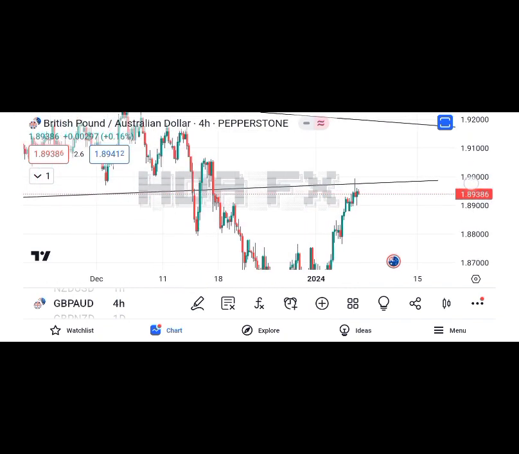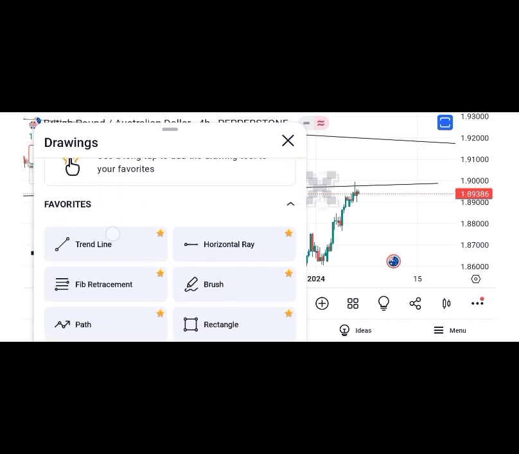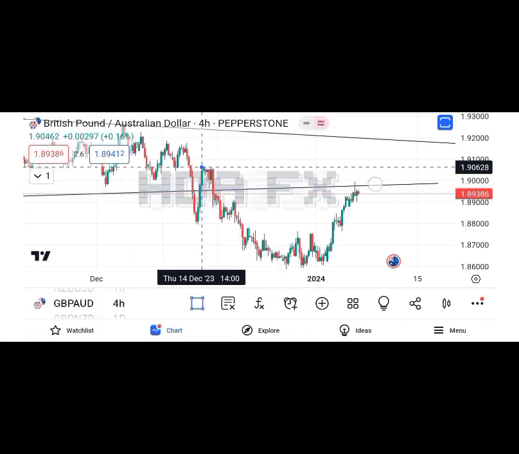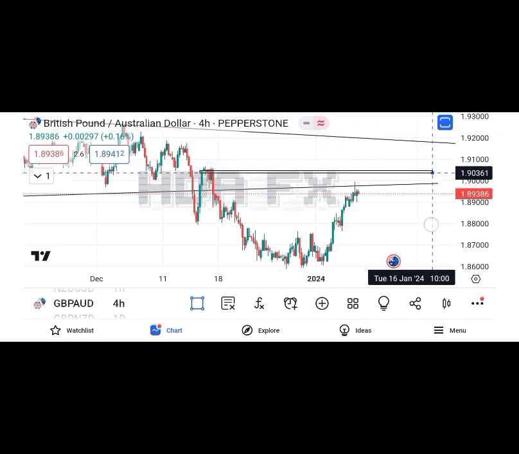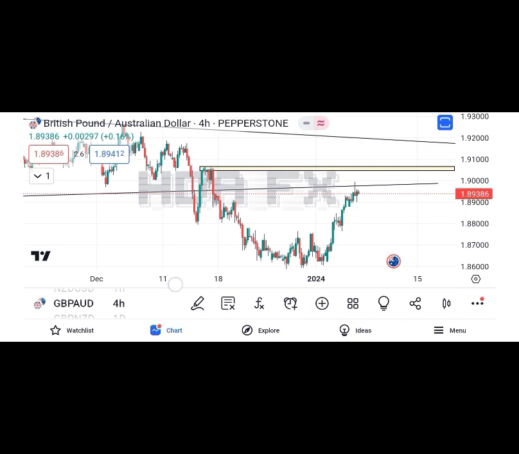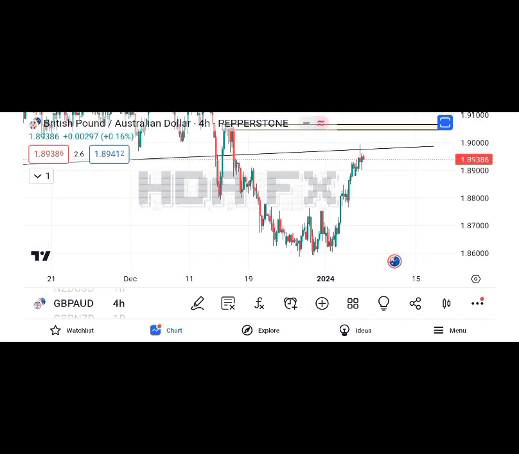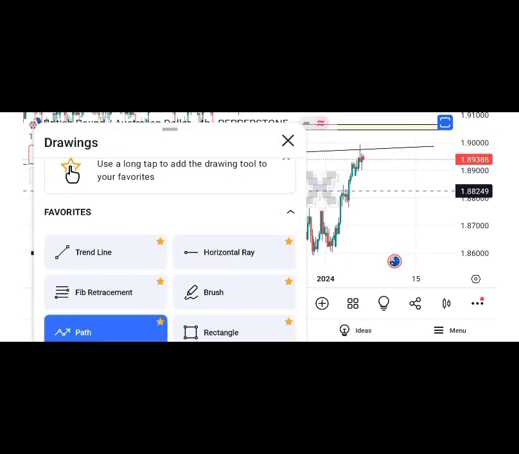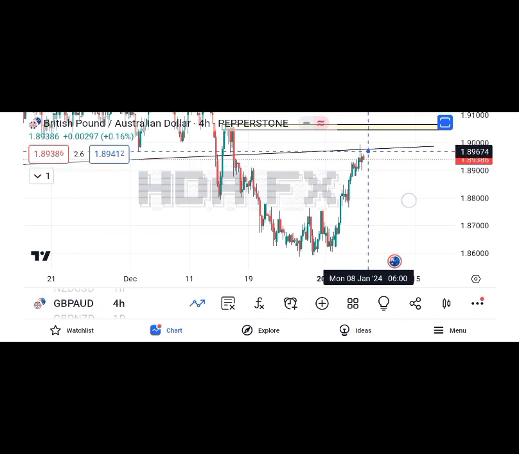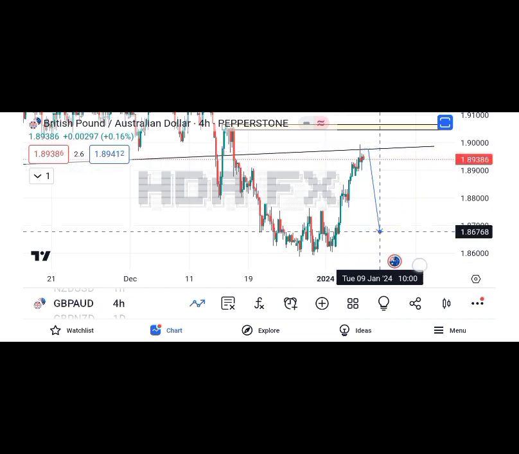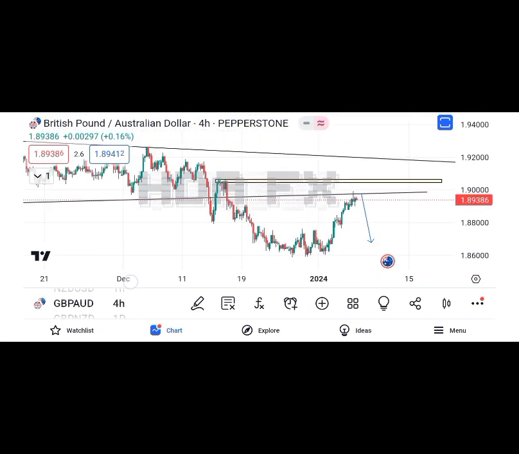So on the 4 hours time frame, we also have this key zone here that we must not ignore. We have a key zone here. We have this key zone here. So it's either price drops from this point here, or price drops from this key zone here.